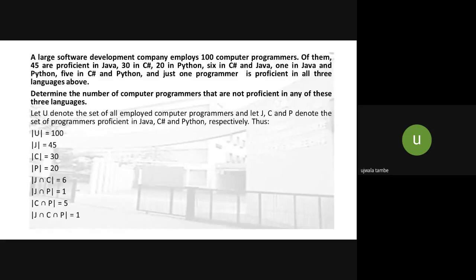After that, write down the formula of A union B union C. Write down the formula.